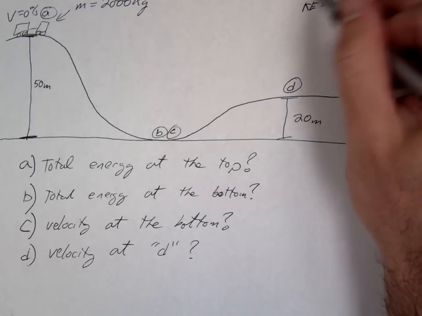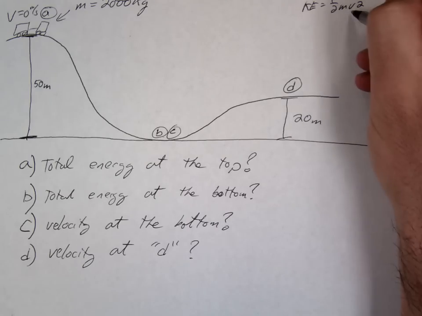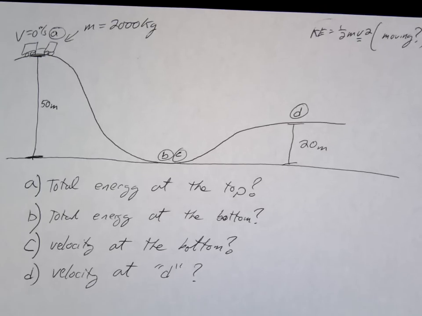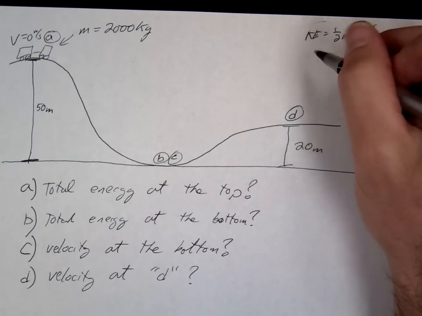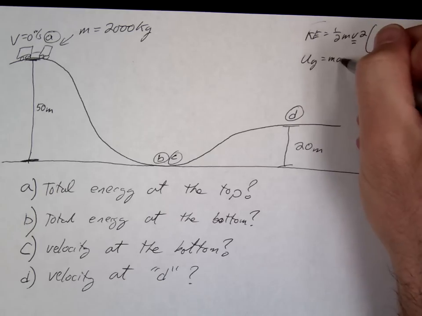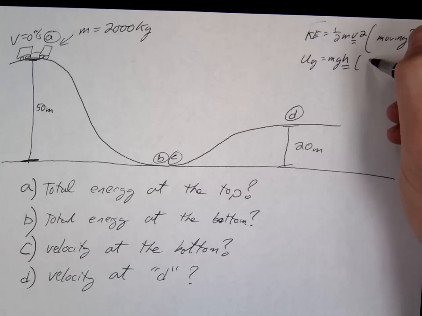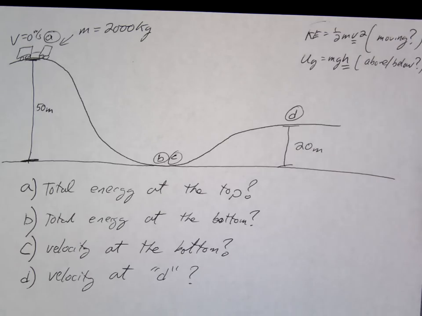And so we have our two types we've talked about, which is kinetic, 1/2 mv squared. The key variable here is velocity. So you want to ask yourself, is it moving? If it's moving, then that tells you that it has kinetic energy. Okay, and then you have your potential energy, which is mgh. The key variable there is h. So that means, is it above or below the ground? If it's above or below whatever you're calling the ground, the reference level, then it has some potential energy.